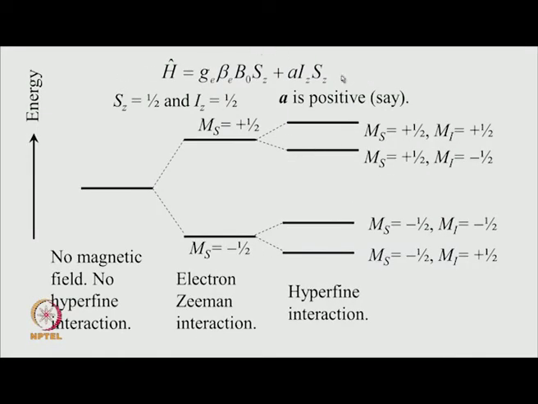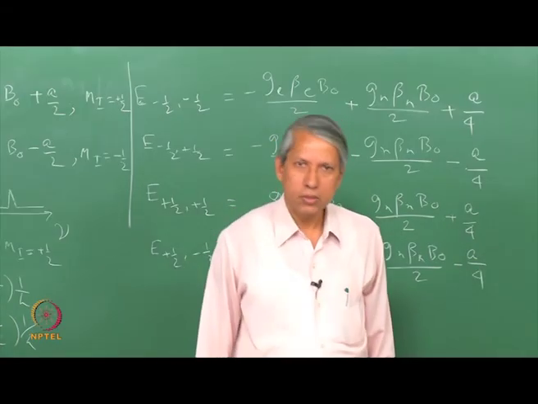For example, this is the Hamiltonian which is good enough for our first order calculation. Nuclear Zeeman splitting gives this, and then hyperfine interaction gives splitting here, and we can get the allowed transitions from this. With this we stop now.